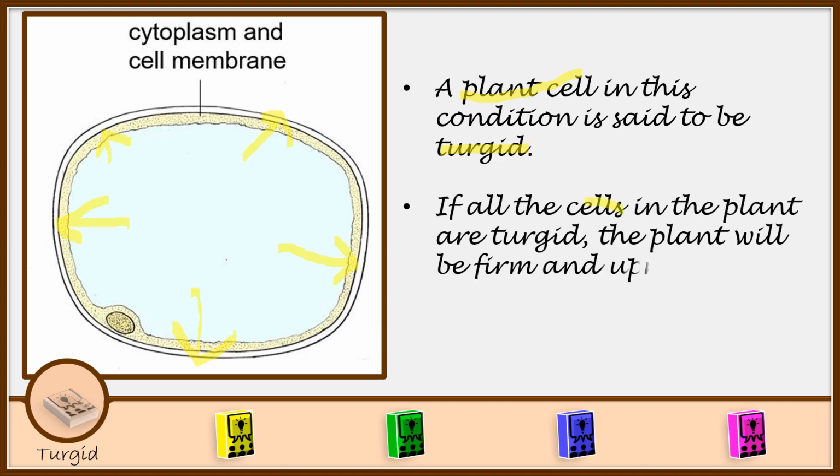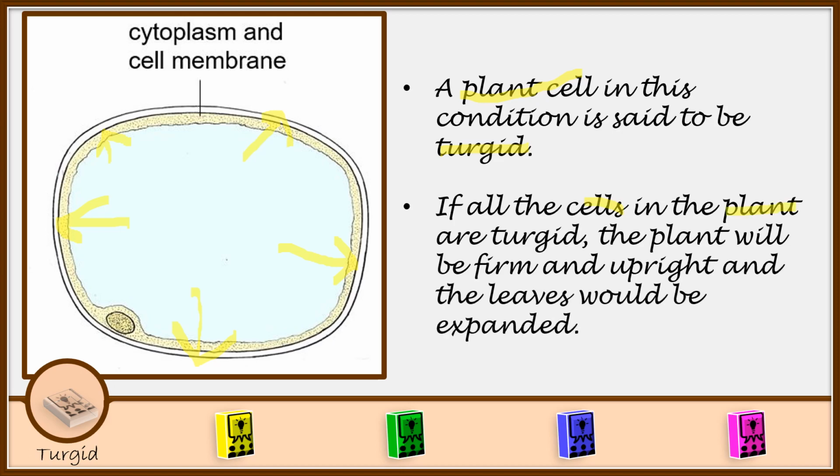If all cells in the plant are turgid, the plant will be firm and upright, and the leaves will be expanded. So when there is a lot of turgidity in the plant, that means that the plant is firm and it will stand upright. Its leaves will be expanded.